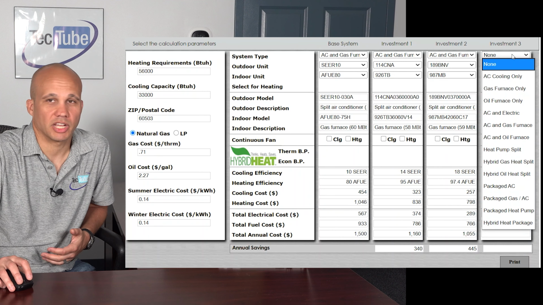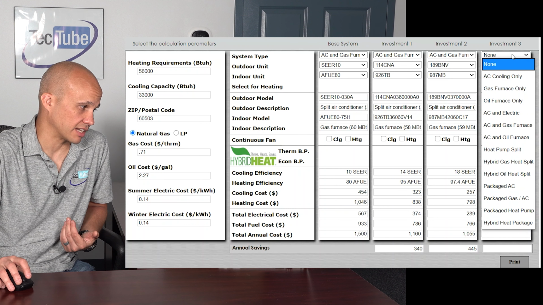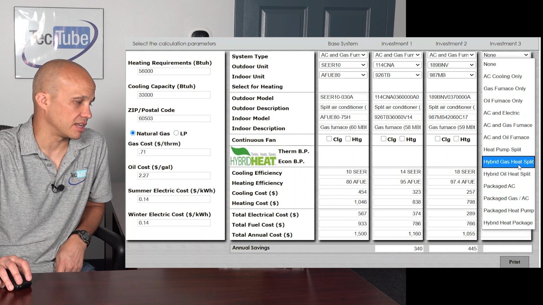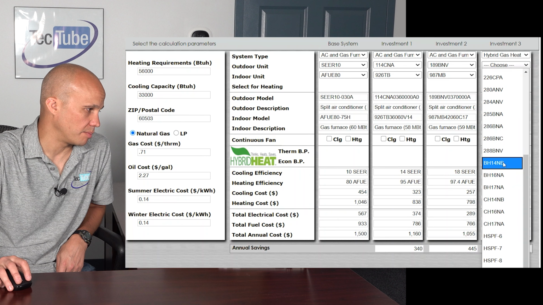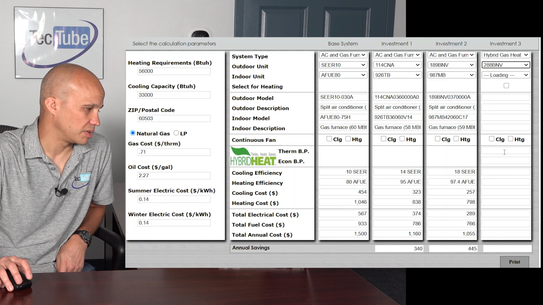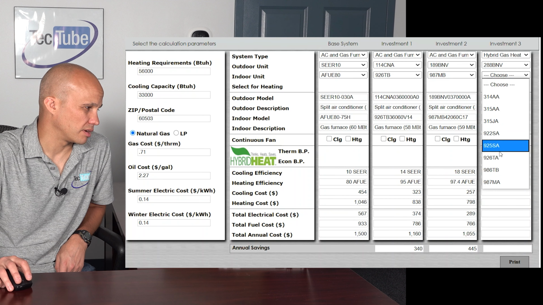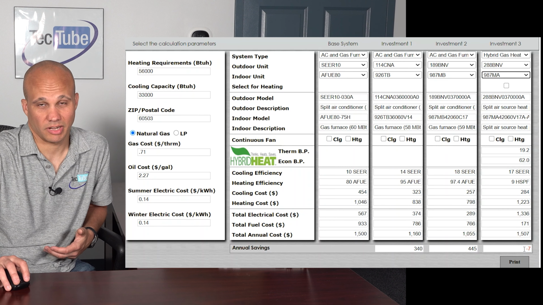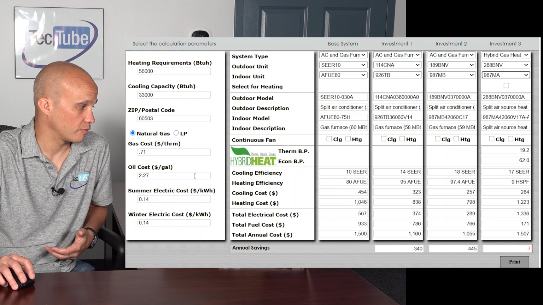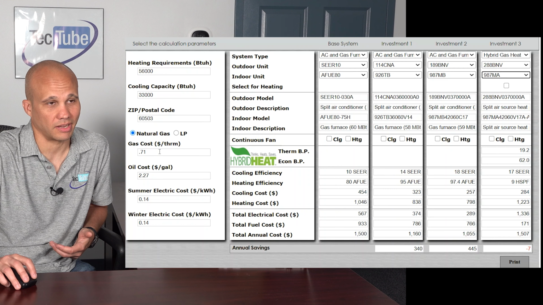And then I can pick more investments beyond that, or I can compare something else. I could say, what if I gave them a hybrid heat gas split system? Let's say I get the equivalent heat pump, so I'll get a 288 BNV, and I'll put it with a modulating gas furnace. In this case, I'm actually not going to save any money, because the heat pump for this low of a gas cost doesn't make any sense.